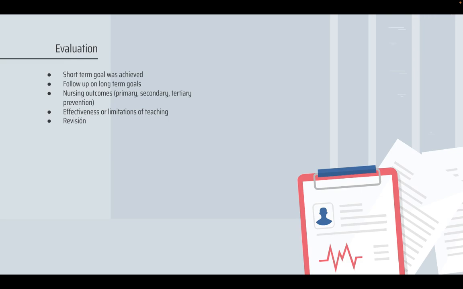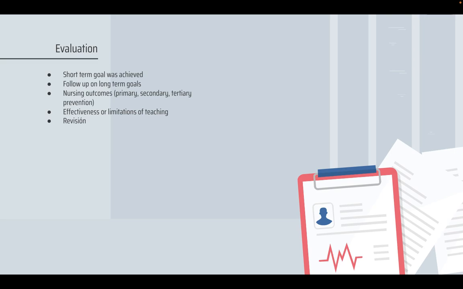For my nursing outcomes, primary prevention for this patient would be education that is provided by myself, proper diet and exercise, and taking medications as prescribed. Secondary prevention can be the Mini-Cog screening assessment tool. And tertiary prevention can be seeking medical attention if cognitive decline is noted or for any other medical decline.